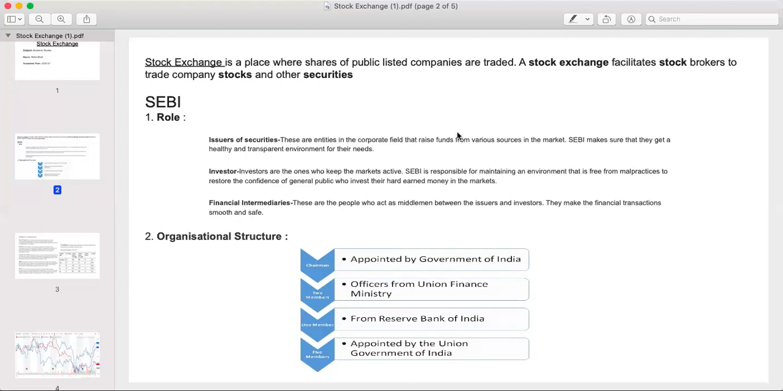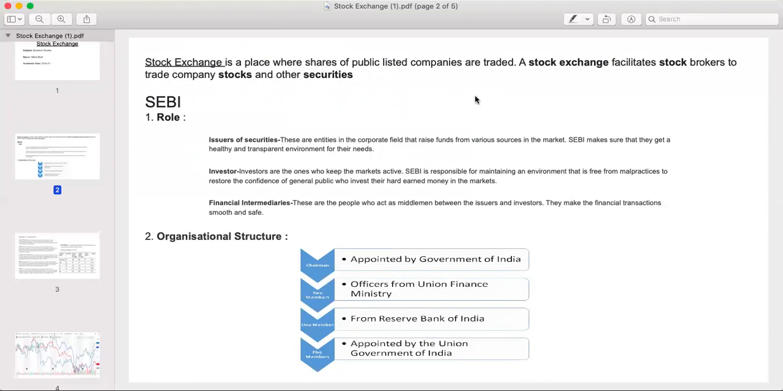And then you can also write about the basic stock market terminology. As you research for this project, you will be coming across many terms which you will know that you don't know the meaning of. So making at least 20 to 25 terms and writing them down would be beneficial. And then you have to describe SEBI, the role of SEBI, its organizational structure, the objectives of SEBI, the functions.